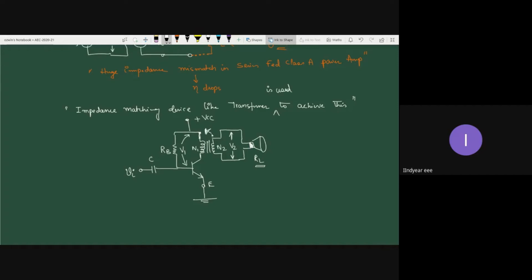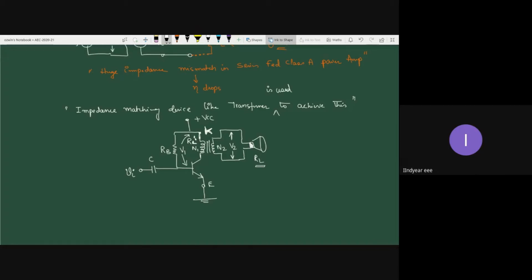Now, in order to do the analysis, you can make use of something known as the transformation ratio. If this RL were on the collector side, you could directly apply KVL, isn't it? So that's what we are trying to do. We will try to refer this RL onto the primary side.